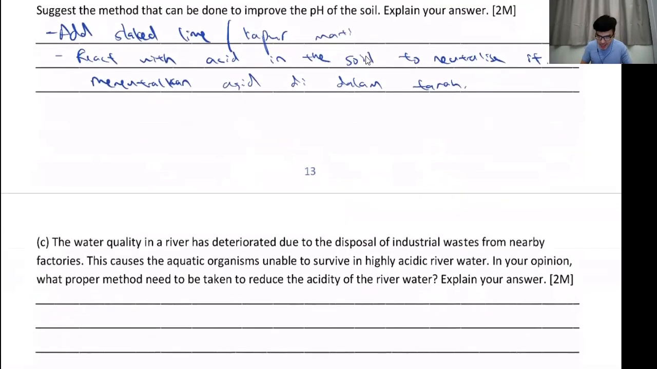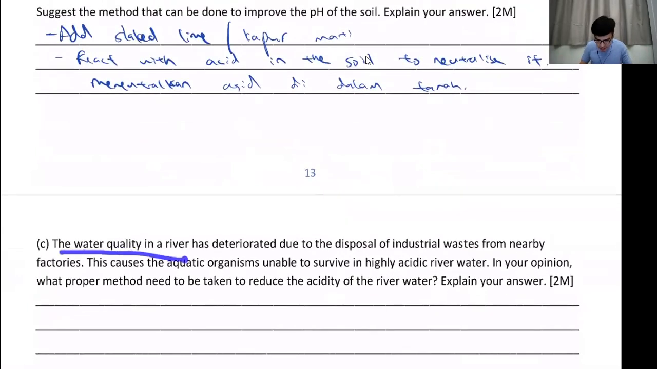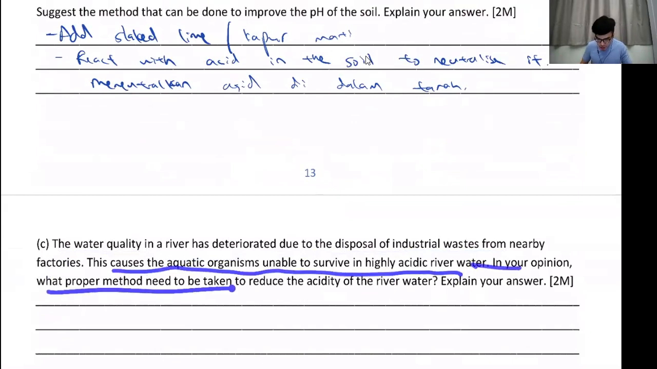All right, so next, C. The water quality in a river has deteriorated due to disposal of industrial waste from a nearby factory. This causes aquatic organisms to be unable to survive in acidic river water. In your opinion, what proper method is there to reduce the acidity of river water? Explain your answer.